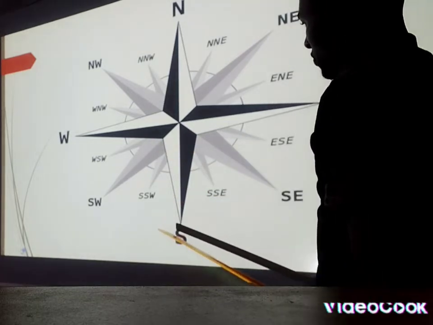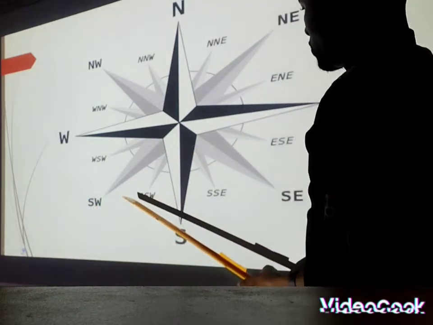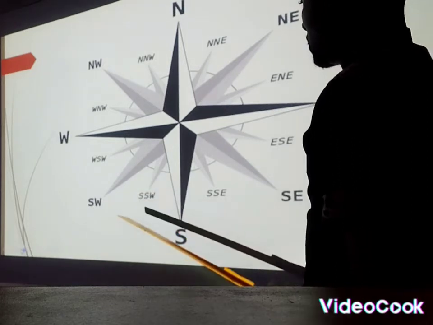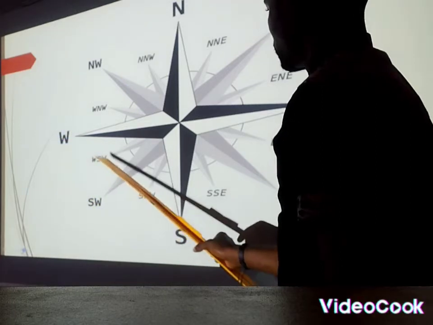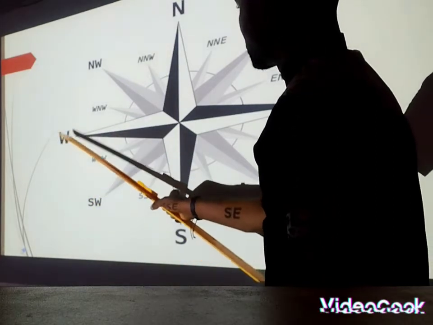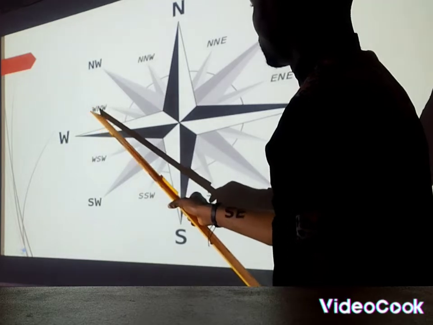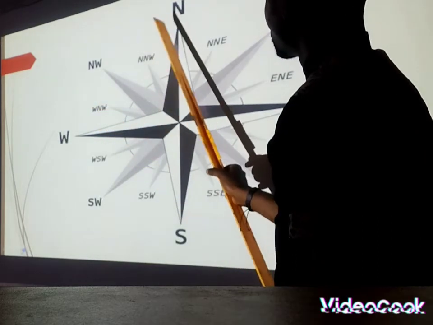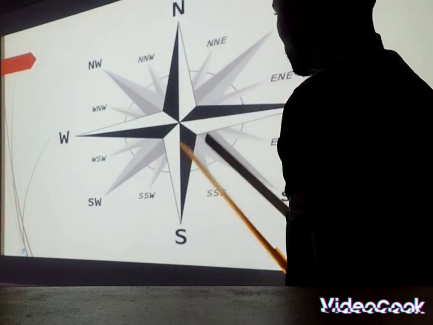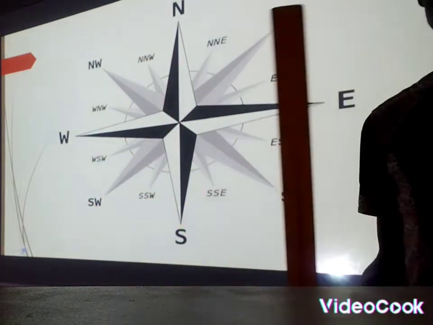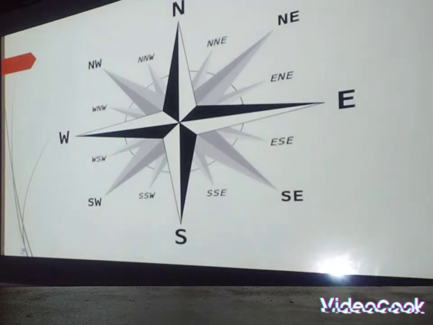Now, in between the south and the southwest, we are going to have south of southwest. In between the west and the southwest, we are going to have west of southwest. In between the west and the northwest, we are going to have west of northwest. And in between the north and the northwest, we are going to have north of northwest. When we do all that, we have given a reference of 16 cardinal points on the board there. Now, these cardinal points, when given values, are referred to as bearings.